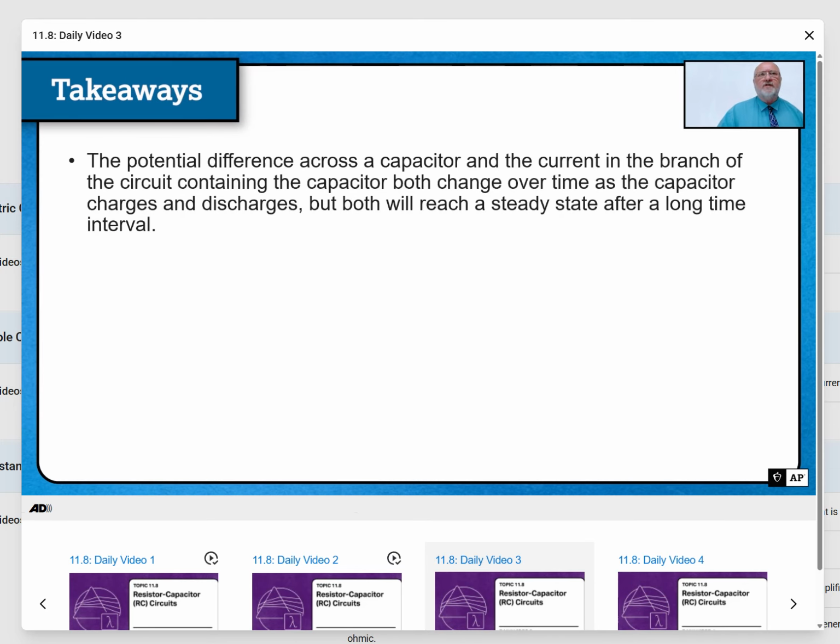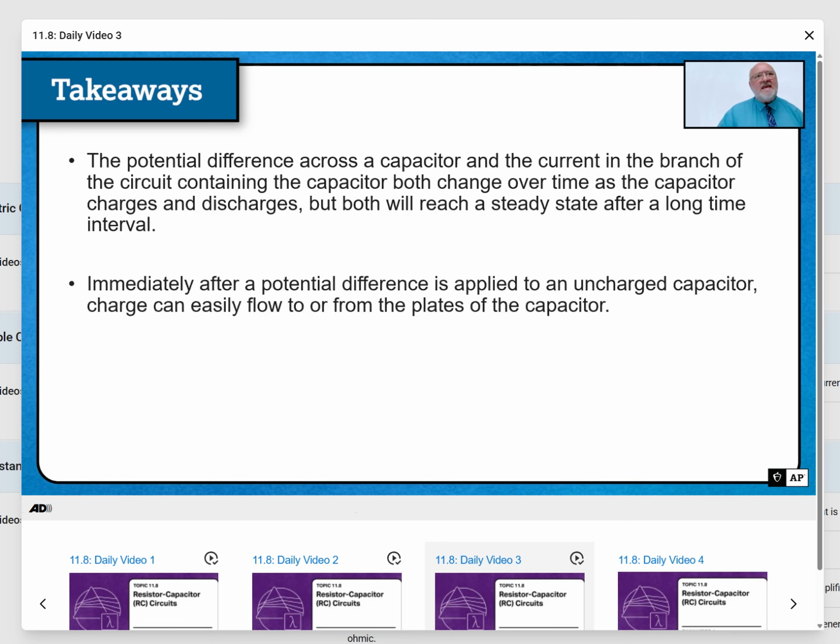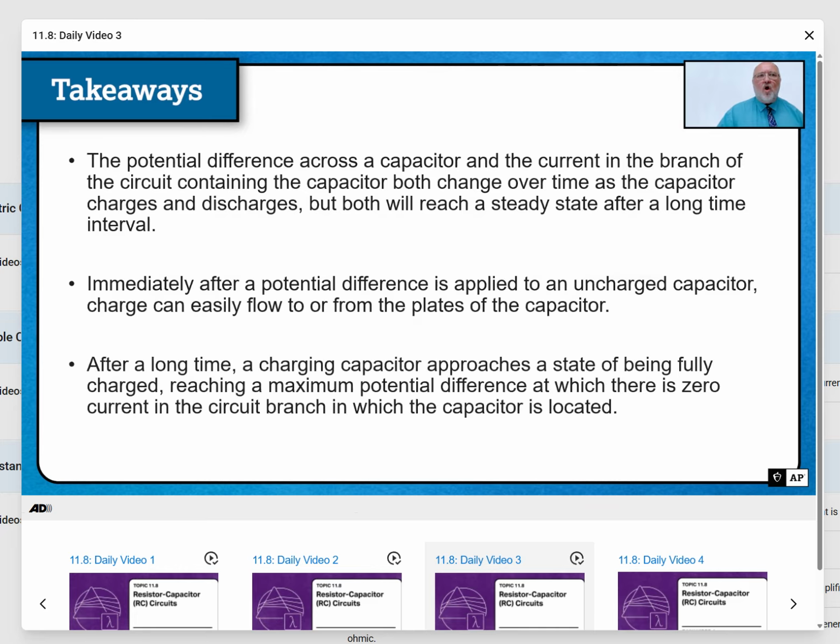Well, the potential difference across the capacitor and the current in the branch of the circuit containing the capacitor both change over time as the capacitor charges or discharges, but both will eventually reach a steady state after some long period of time. Immediately after a potential difference is applied to an uncharged capacitor, charge can easily flow to or from the plates of the capacitor, and after a long period of time, a charging capacitor will become fully charged, reaching a maximum potential difference, at which there is zero current in the circuit branch in which the capacitor is located.